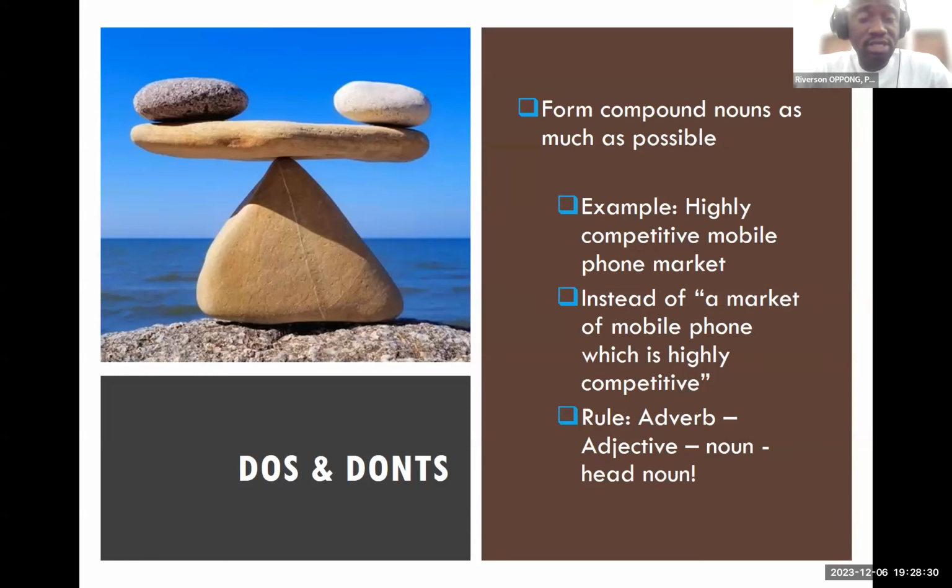So instead of saying a market of mobile phone which is highly competitive, which is true, I mean, it's correct. This is English too, but since you're writing a scientific paper, you're writing a paper that has to be read by people not to sleep. I mean, not to put them to sleep by bombarding them with a lot of sentences. You want to form compound nouns to make your work much more readable. So a highly competitive mobile phone market instead of a market of mobile phone, which is highly competitive.